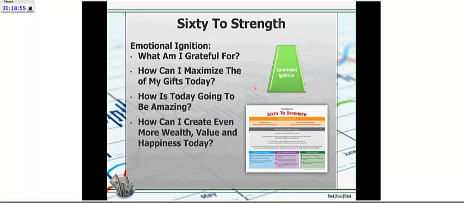And then how can I create even more wealth, value, and happiness today? And I love this question. This is my favorite question. Because this presupposes that I'm already creating wealth, value, and happiness. It's priming and asking my subconscious what I need to do to create even more of that. Right? And if you guys notice, the way these questions are worded, they're always worded in the positive, and they're already presupposing what I want to feel. Right? So I'm already feeling gratitude. I'm already feeling resourceful. I'm already being optimistic for the upcoming day. And it gets me focused on how can I create even more wealth, value, and happiness today? Right? Do you guys follow?